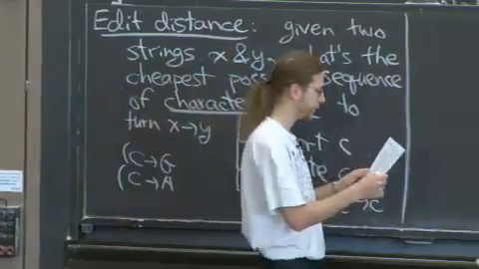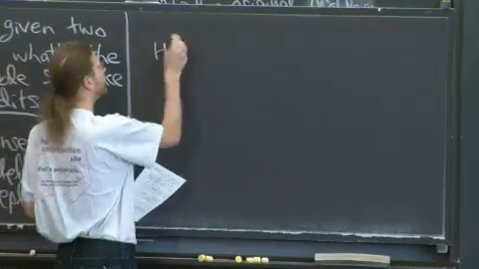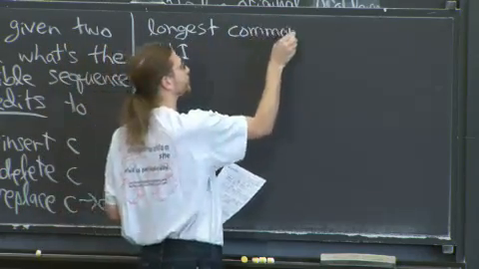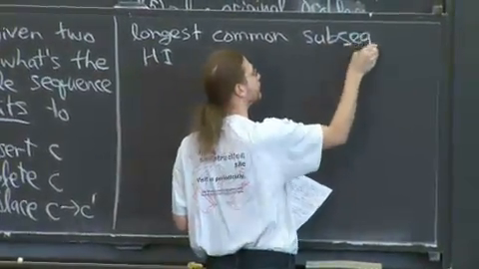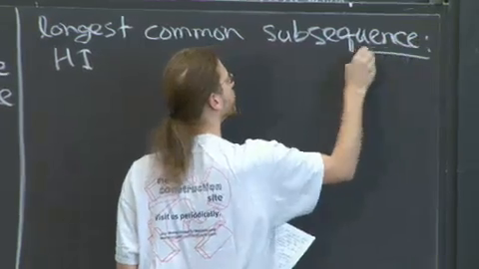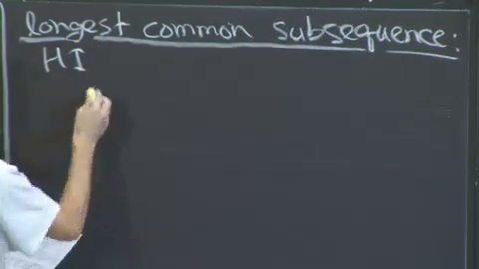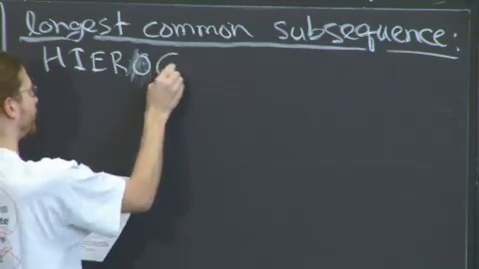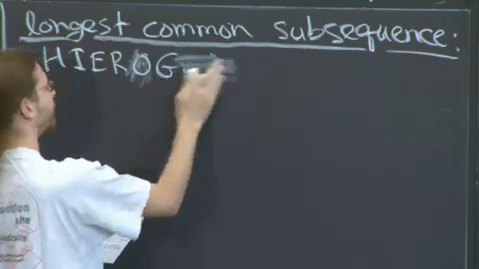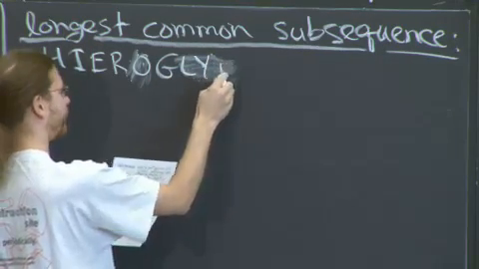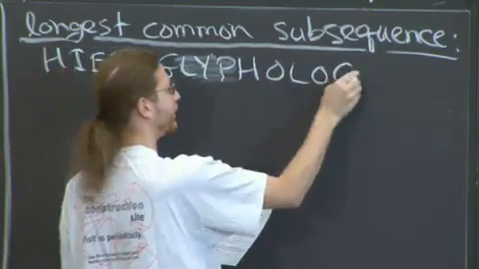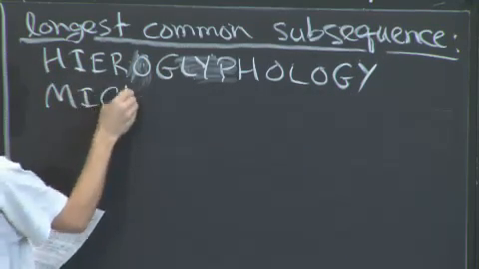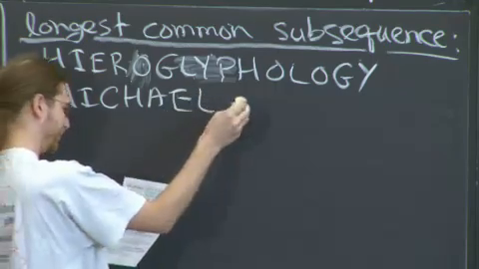Another problem encompassed by edit distance is the longest common subsequence problem. And I have a fun example, which I spent some hours way back when coming up with. I can't spell it, though. It's such a weird word. Hieroglyphology is an English word. And Michelangelo is another English word, if you allow proper nouns, unlike Scrabble.